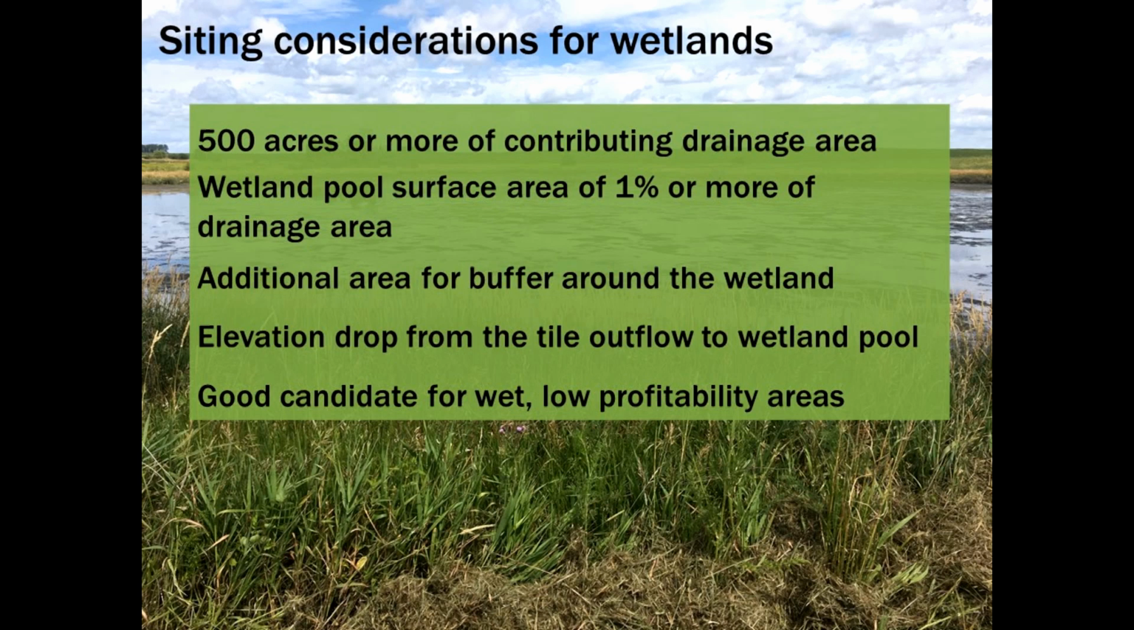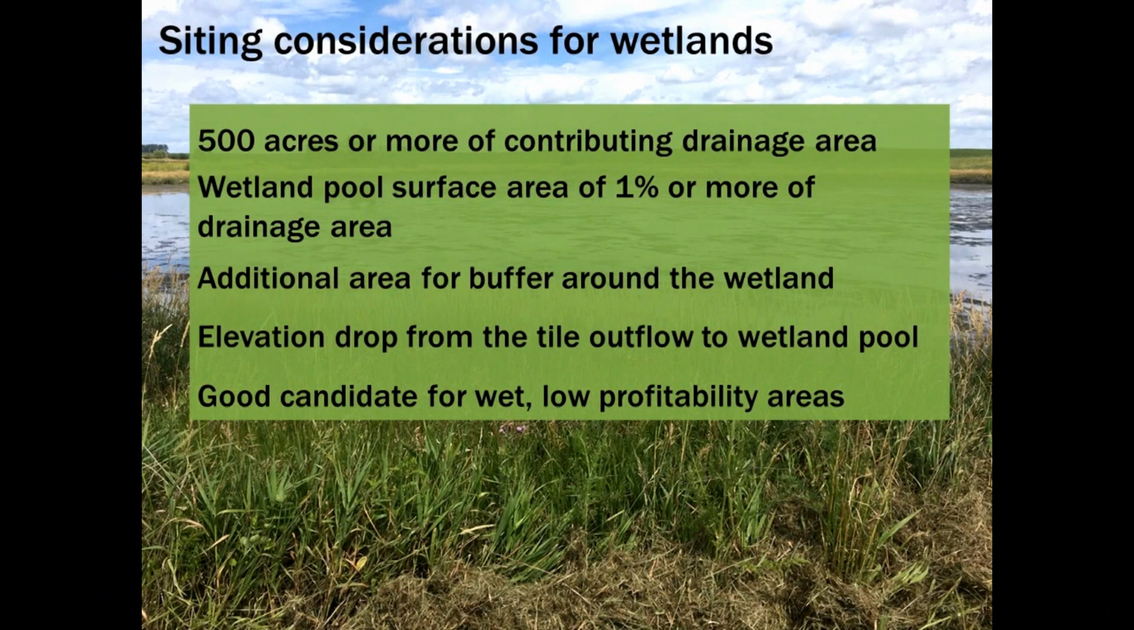Another important consideration is we want some elevation drop from where we outlet that drainage water to capture it in the wetland to where the actual wetland pool is itself. As we fill up that wetland, we don't want to be backing up water that's going to inhibit or slow down the drainage coming from upstream. So if we've got a little bit of elevation drop, then that allows us to capture and hold that water in the wetland without impacting upstream drainage.